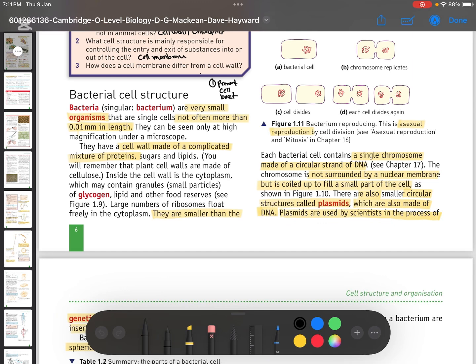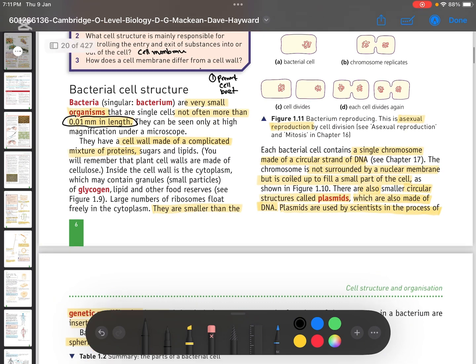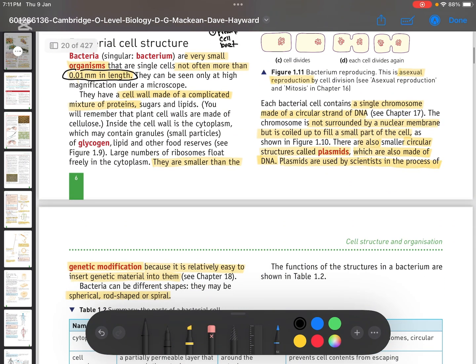All right. Just like we had plant cell, just like we had animal cell, we have bacterial cell too. And this is part of your course as well. So we need to learn a few details about them. Firstly, bacteria are very small organisms and are not often more than 0.01 millimeter in length. They can only be seen under high magnification of a microscope. Their cell wall is made up of a complicated mixture of protein, sugar, and lipids.